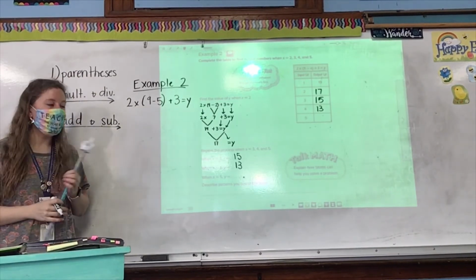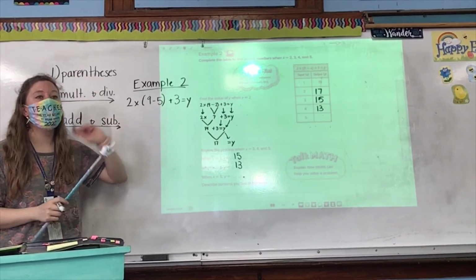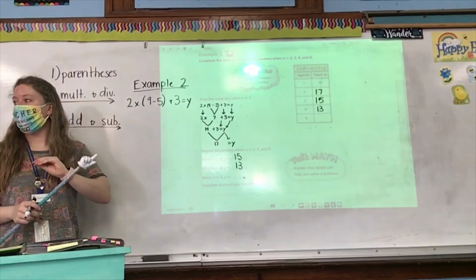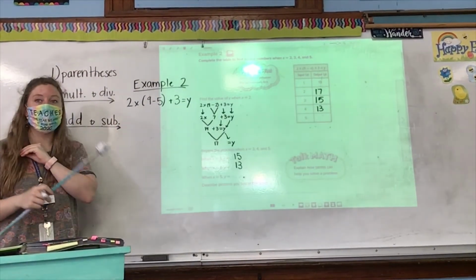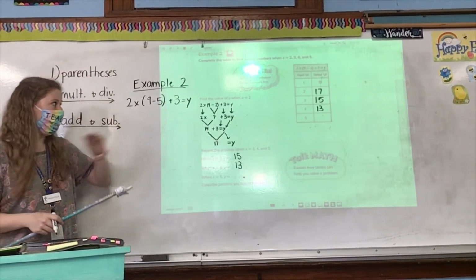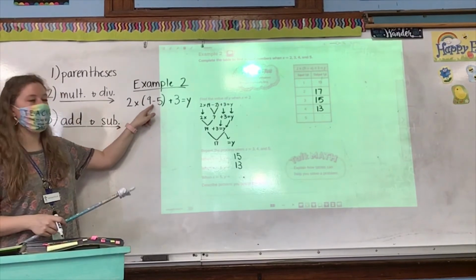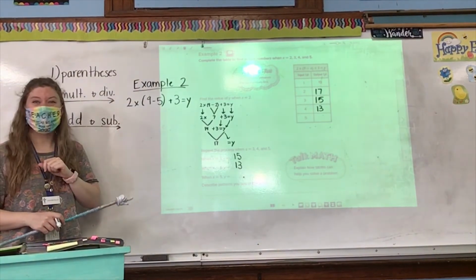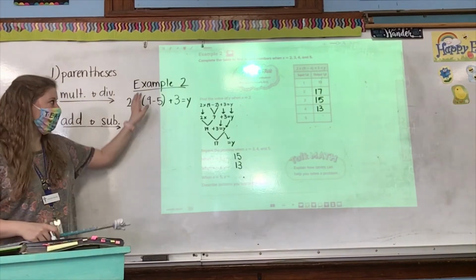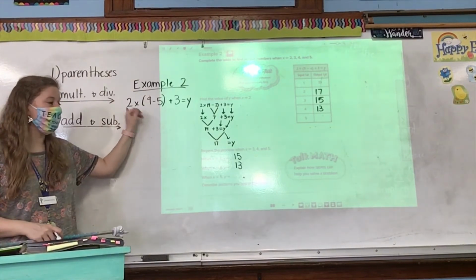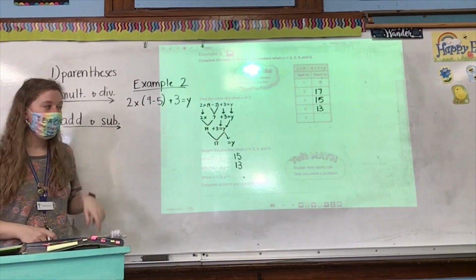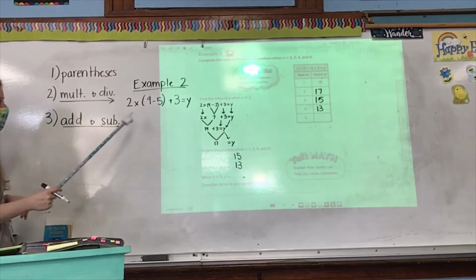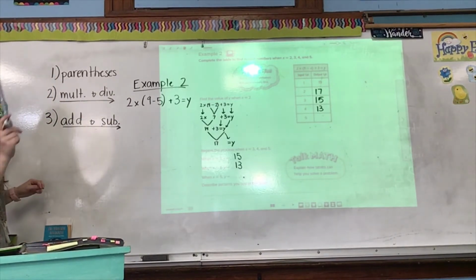Again, make sure that you are including every number, every operation symbol, every parentheses. Because if you forget the parentheses, but you still do 9 minus 5 first, you're not correct. Because if you forget to write the parentheses, we would have to do 2 times 9 first. Okay, we have 2 times 9 minus 5 plus 3 equals y.